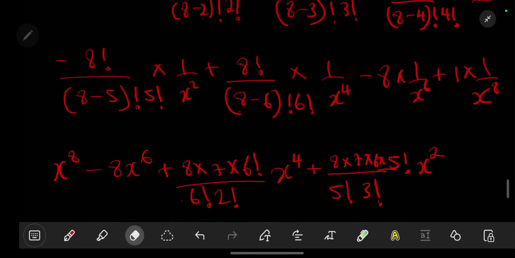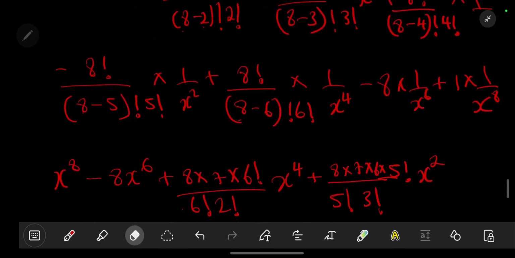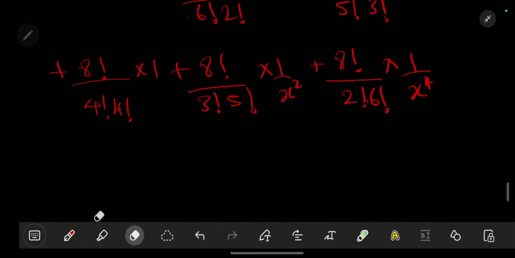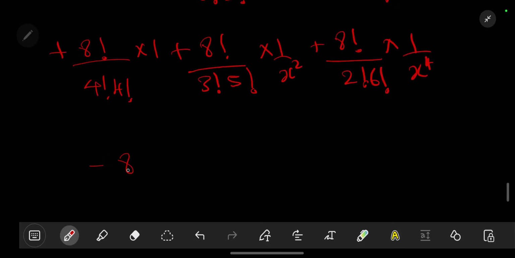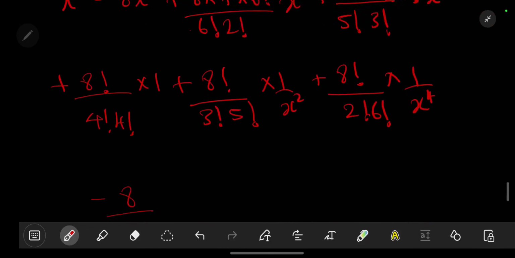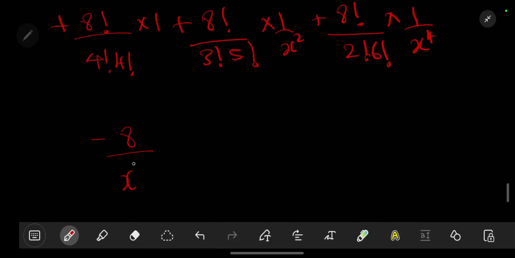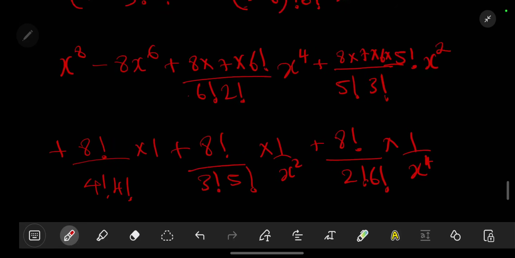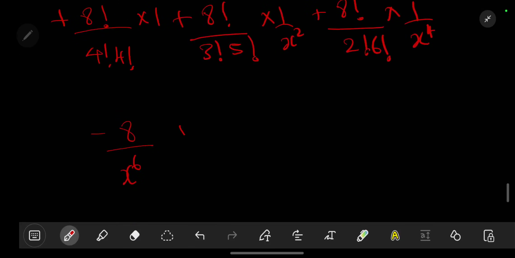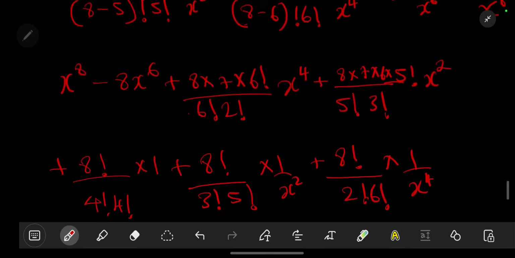So this question was cumbersome. We have our negative 8 over 8 times 1 over x, which is over x to the power of 6. Then last but not the least, we have 1 over x, so we have plus 1 over x to the power of 8.